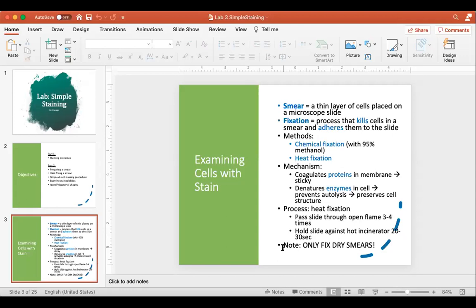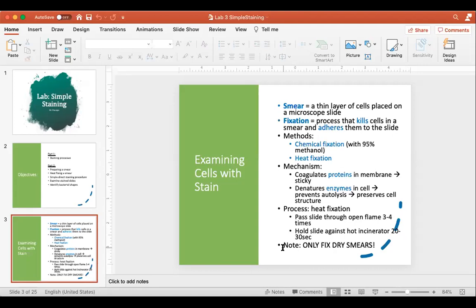Now, before I show you what this looks like, I have a note at the bottom of the slide that's really important. Put a star next to this. It's really important that when we make a smear, we wait for the smear to dry before we do our fixation process. Now, this doesn't really matter with chemical fixation, but if you're going to use heat to fix your slides, you've got to wait for the smear to dry.